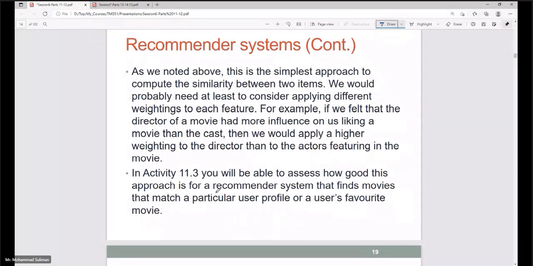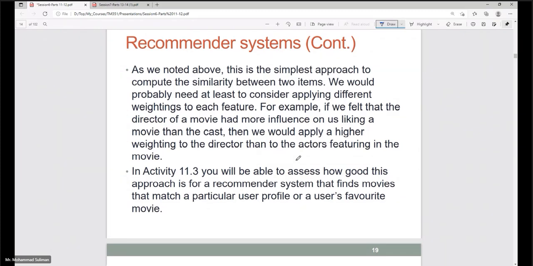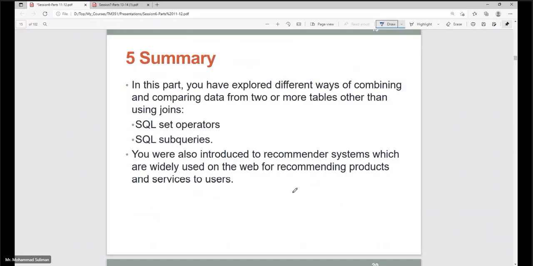So when we apply these features, we may apply different weights. If we feel that the director of a movie has more influence on liking the movies, then we'll apply a higher weight to the director than the actors. And if you feel that actors have more influence in watching the movie, then the actor will have more influence. Okay. So this is all about the recommender system.